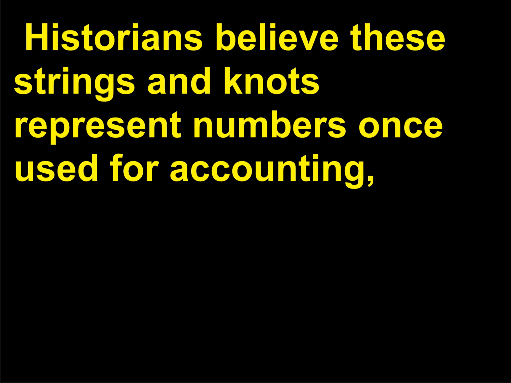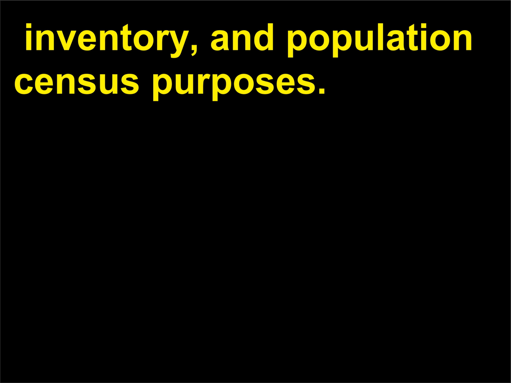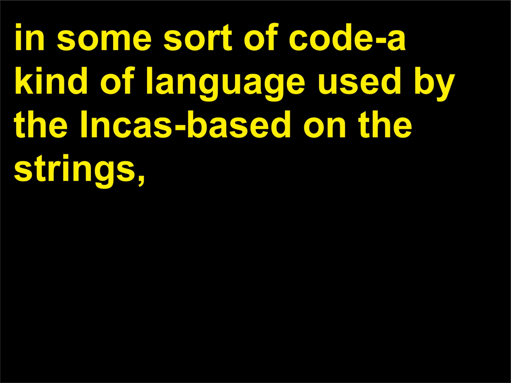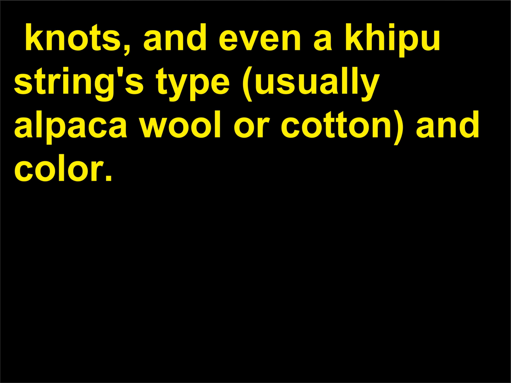Historians believe these strings and knots represent numbers once used for accounting, inventory, and population census purposes. There are also researchers who believe the quipus may contain certain messages in some sort of code, a kind of language used by the Incas based on the strings, knots, and even a quipu string's type, usually alpaca wool or cotton, and color.